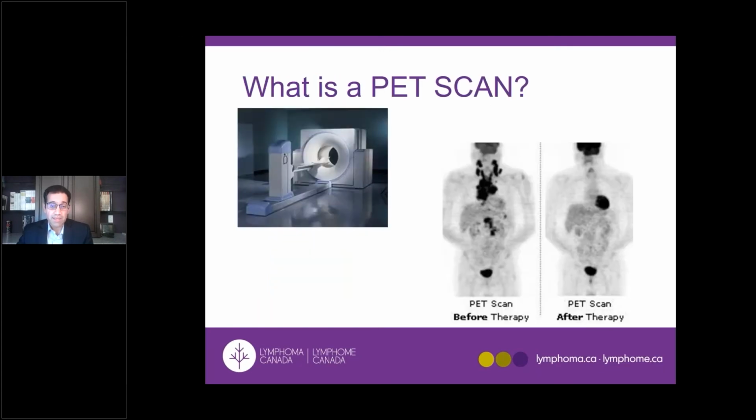PET scan is another way for catching more aggressive disease. If you look at the picture on the left here, this patient has lymphoma involving the neck and the mediastinum. And then after treatment, the patient is almost cured. It is normal to find uptake in the heart, the brain, and the urinary bladder.